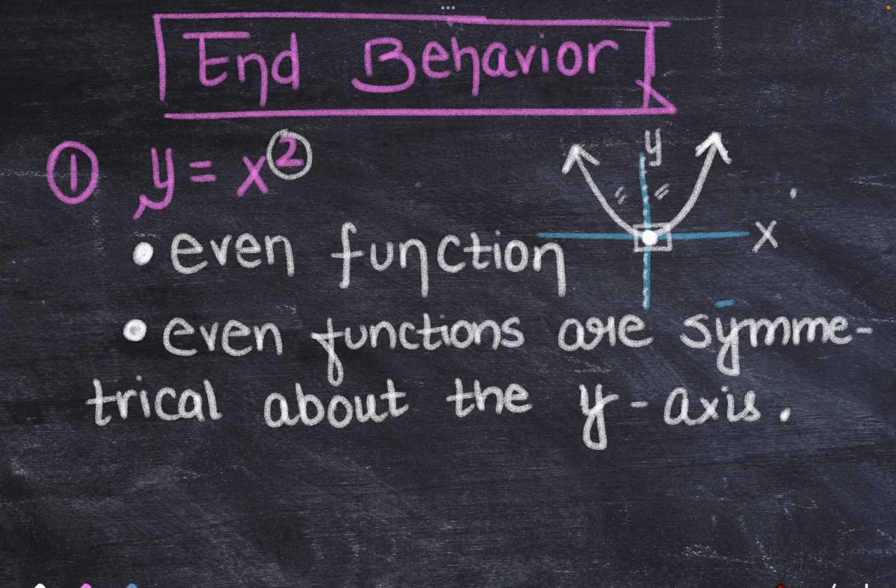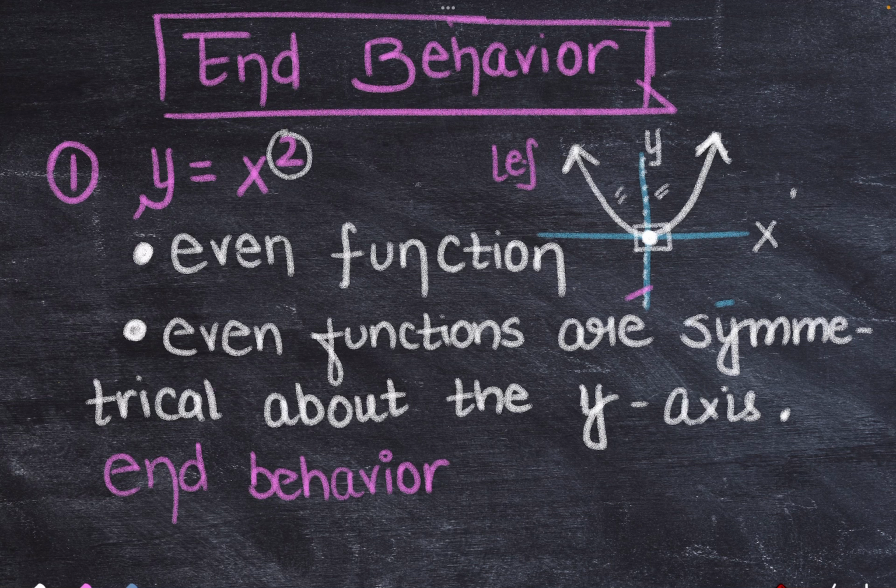Now we are going to take a look at the meaning of the word end behavior. End behavior basically means we take a look at what is happening to the function on the left side of the graph and what is happening to the function on the right side of the graph. So left and right, we take a look at what is happening to the function. Basically, what do I mean by happening to the function? That means on the left hand side, how is the function behaving? And on the right hand side, how is the function behaving?